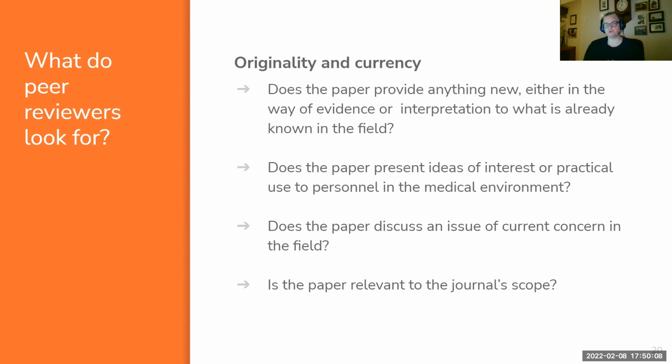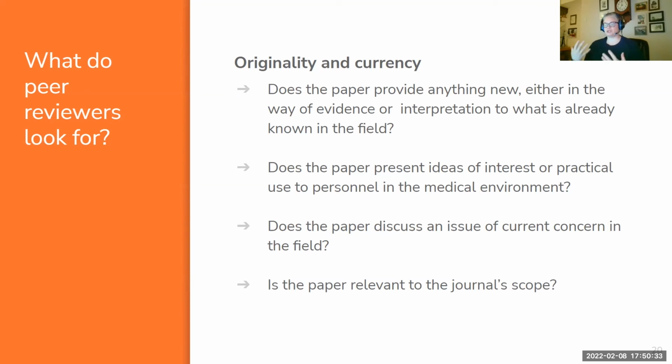So there are different ways that this can be broken down, and I do have a link to Publons, which is one organization that I found that did a really nice job of breaking down certain aspects of a paper that different reviewers might look at. But when I'm writing a paper, this is what peer reviewers are looking for, but this is also what I want to think about as I'm writing the paper. All right, so the first one is about the originality and the currency.